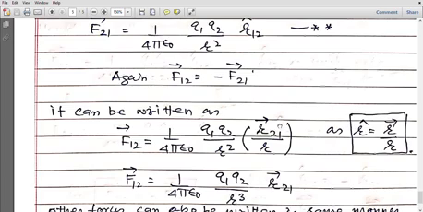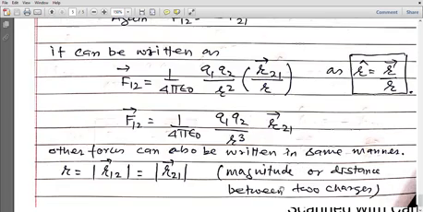The unit vector can be replaced with vector upon its magnitude. So F12 is equal to 1 upon 4 pi epsilon 0 Q1 Q2 upon R square, vector R12 upon its magnitude. So R square and R becomes R cube. Now the vector is represented in terms of the vector. Similarly, other forces can also be written in the same manner. The important thing is the magnitude of vector R12 and the magnitude of vector R21 is the same, and it is equal to the distance between the two charges, R.